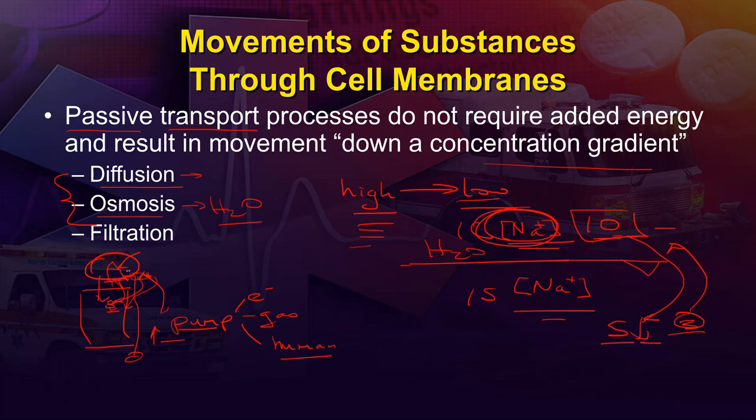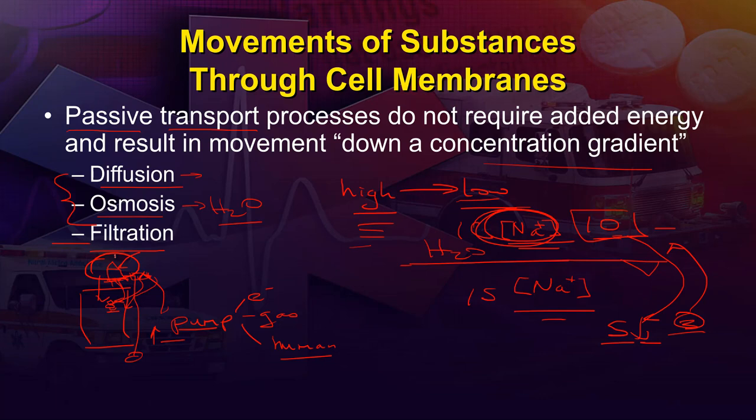Filtration is when we have pressures in addition to this that allow for the concentration using pressure to get something to go across the barrier. And a lot of times this pressure may just be because one area has less fluid on it than the other side. The best example in EMS for filtration for our concern will be in two places.